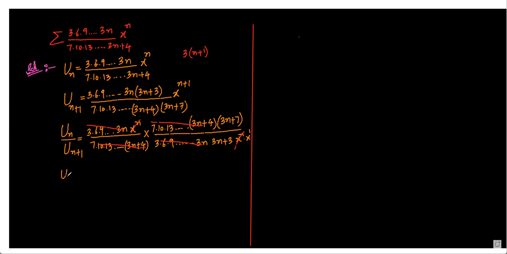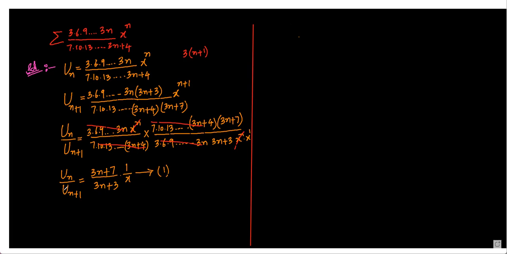Then 3n plus 7. un by un plus 1 value, n plus 1. What are the left over terms? 3n plus 7 by 3n plus 3 is left over, into 1 by x. x is also there, don't forget. Let me call it equation number 1. Let me use this value somewhere else.